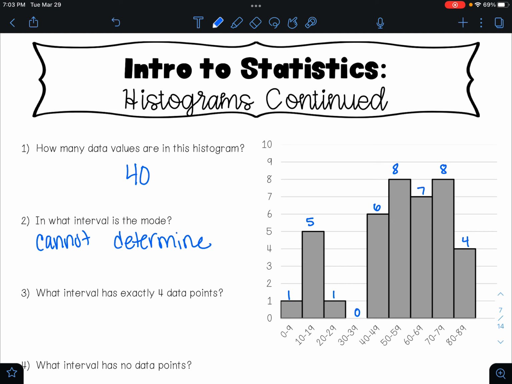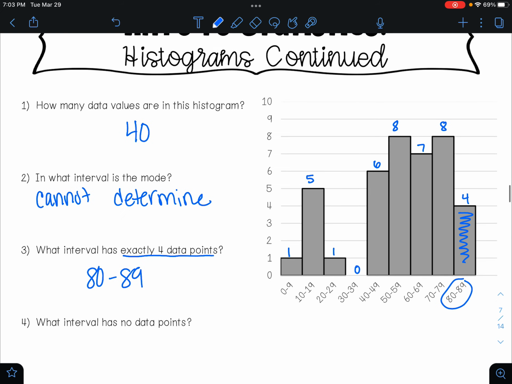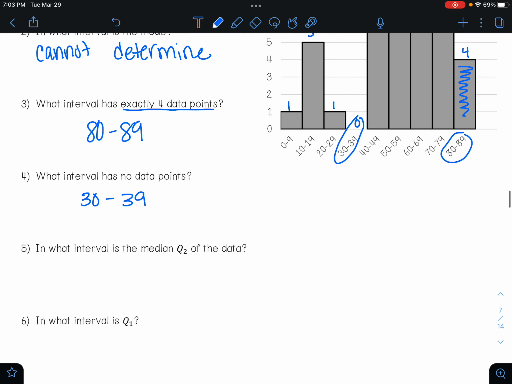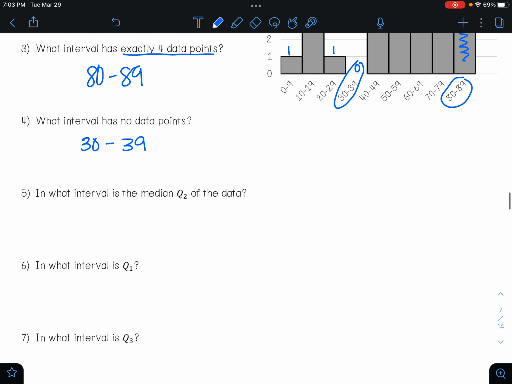Example 3 says, what interval has exactly 4 data points? Well, exactly 4 data points would be this interval right here, which is the interval from 80 to 89. What interval has 0 data points? So that is going to be from 30 to 39. And then down here it says, in what interval is the median, Q2, of the data?